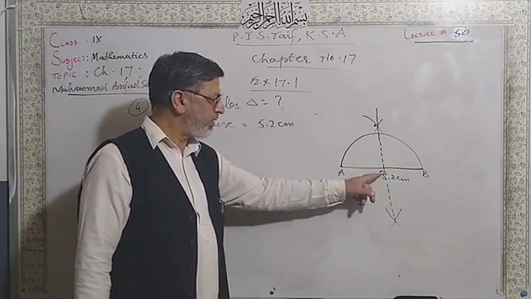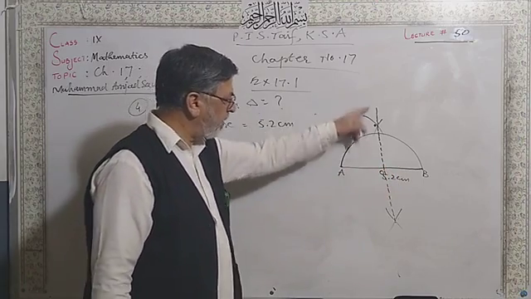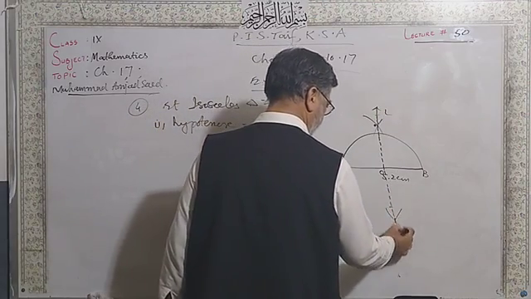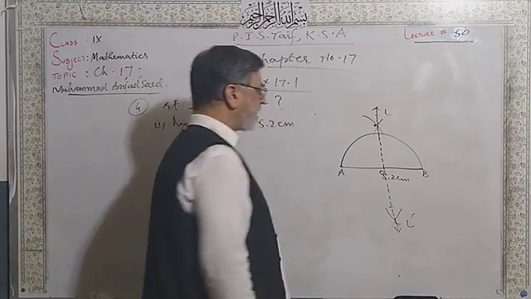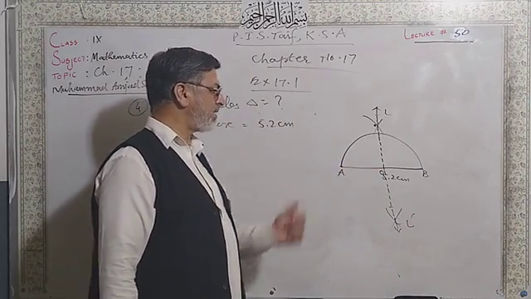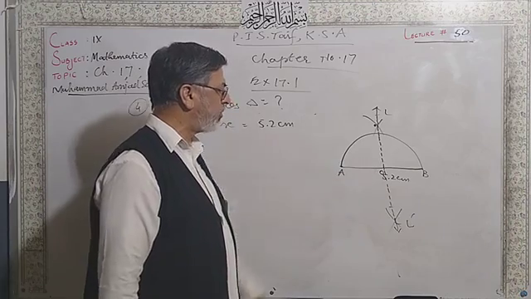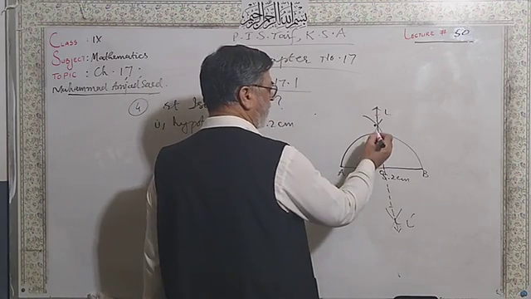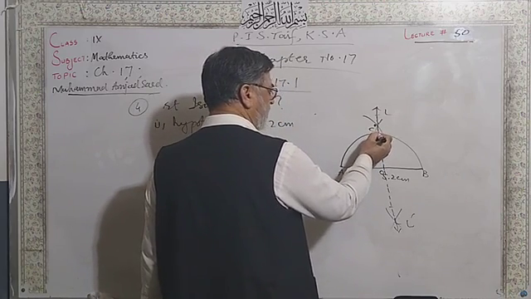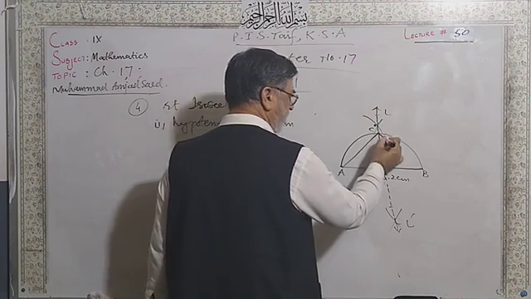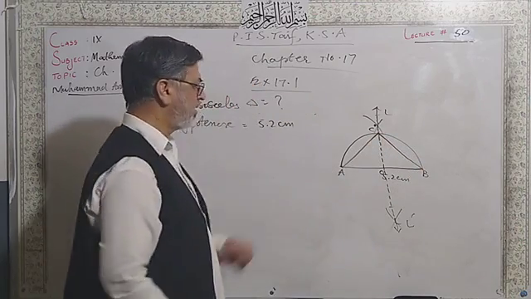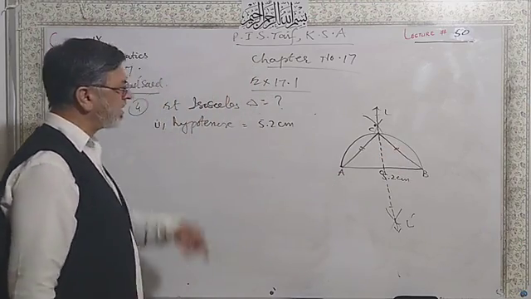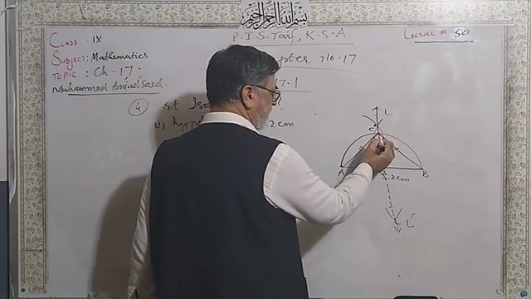Draw a line segment 5.2 centimeter long. Draw a perpendicular bisector of AB. Suppose it is LL dash. It cuts AB at point O. Taking O as center, draw a semicircle of radius OA or OB. This semicircle cuts this perpendicular bisector at point C. Join C with A and C with B. Dear students, these two sides are equal in length. So this is an isosceles triangle, and at C this is a 90-degree angle.